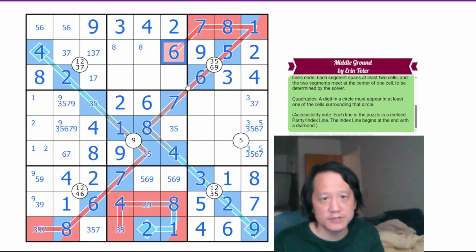8 eliminates 8 here, so it's 6. 8 can't be here, so that's 8. 6 cannot be here. Where's 6 in box 8? It has to be here. And we have a contradiction.